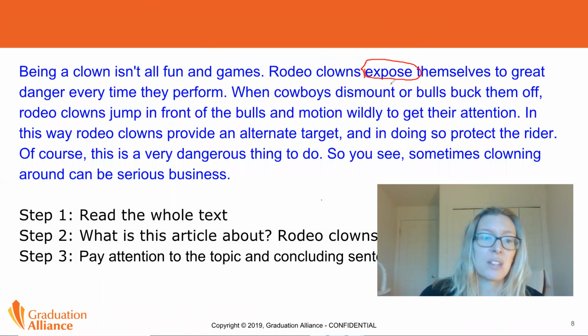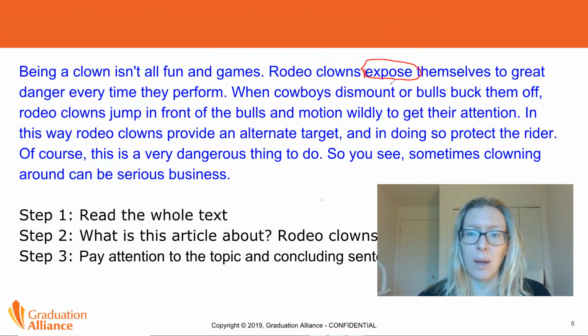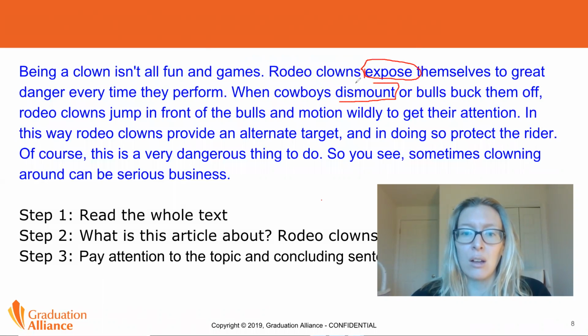Rodeo clowns expose themselves to great danger. So expose means they just show themselves to great danger. So they put themselves in harm's way. Dismount might be a challenging word. So dismount means to get off. So when cowboys dismount or bulls buck them off, that just means if they get off the bull.